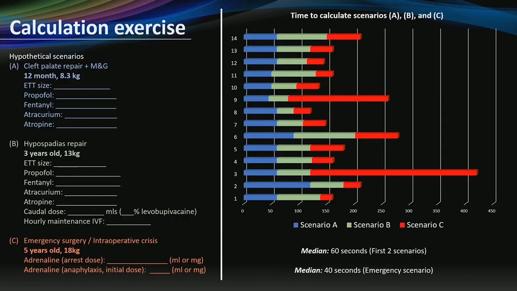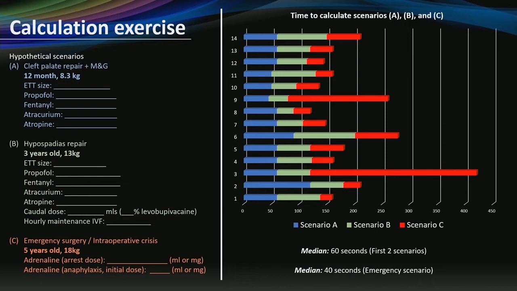14 trainees were recruited to participate in a calculation exercise based on 3 hypothetical scenarios. They were allowed to use their own method to calculate, but not allowed to use the app. The first two scenarios represent standard GA induction cases, as shown in green and blue bars here, and the third scenario was an emergency involving the use of adrenaline.